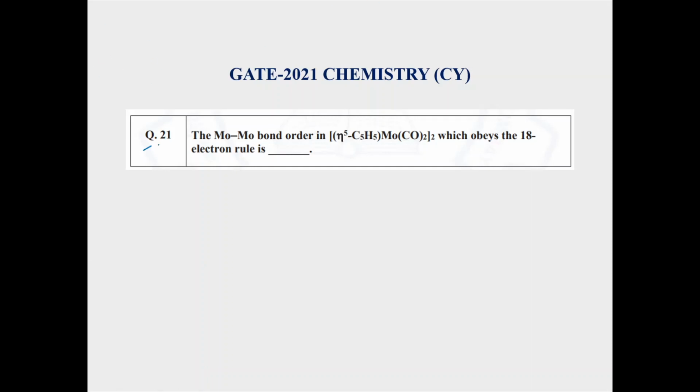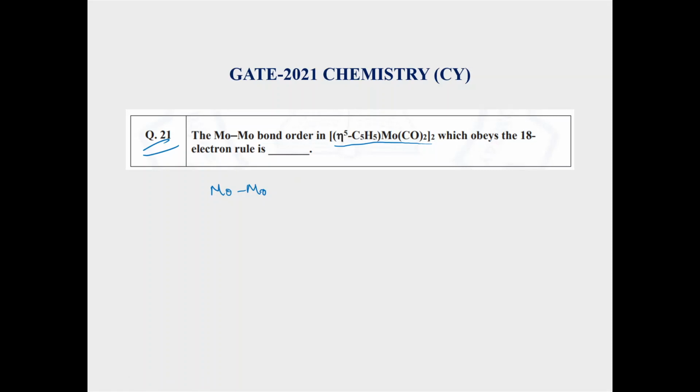So this is question number 21. The question is: the Mo-Mo bond order in (η5-C5H5)Mo(CO)2 dimer, which obeys the 18 electron rule, is what? So in this question what we are asked is the bond order of this molybdenum. So what is the 18 electron rule?